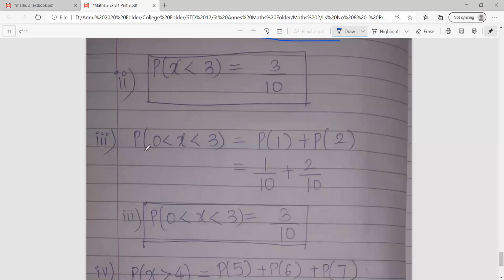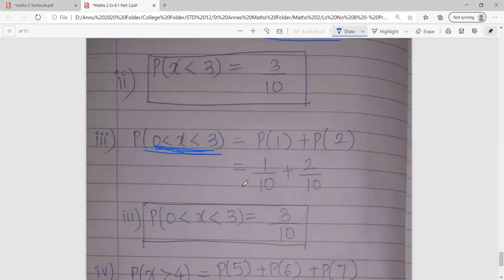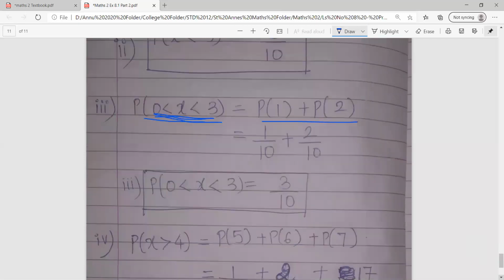The next thing is 0 less than x less than 3. Now what do you mean by this? That means x is lying between 0 and 3. So x 0 और 3 के बीच में है. So there is no 0 existing over here. So 0 और 3 के बीच में again you get only two values, that is 1 and 2. So you will add them together and then you'll get the same answer. P of 1 plus P of 2. So you get the answer to be as 3 upon 10.